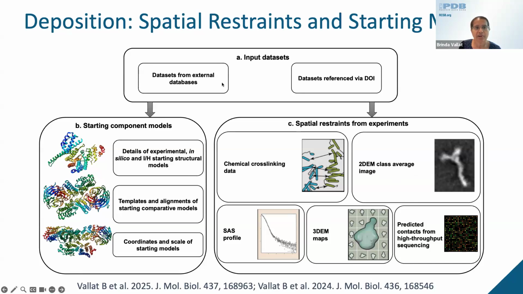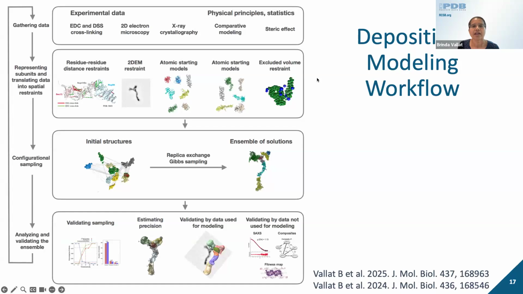In addition, we also want to capture the provenance information regarding the starting models and the spatial restraints, which can be provided either by referencing the source information from external databases, or they can be referenced via digital object identifiers. A generic set of definitions are provided to handle the steps involved in the modeling workflow. These steps can include model representation, configurational sampling, and analyzing and validating the resulting integrative models. Providing the modeling protocol information during deposition makes it easier to interpret the structure for any downstream applications.